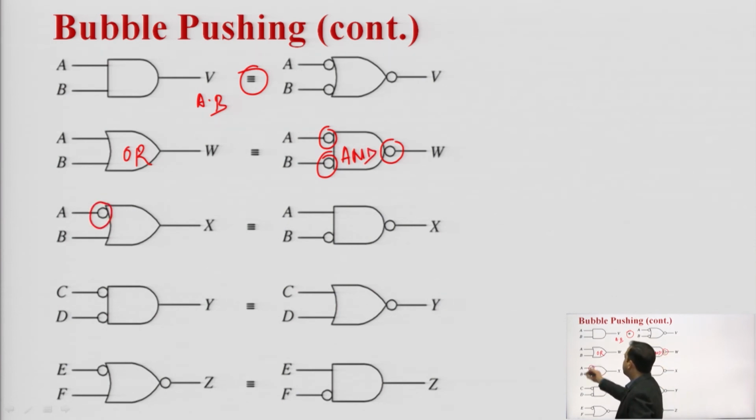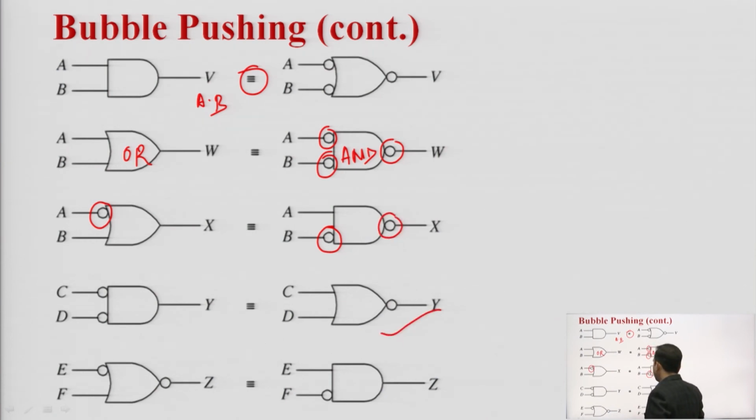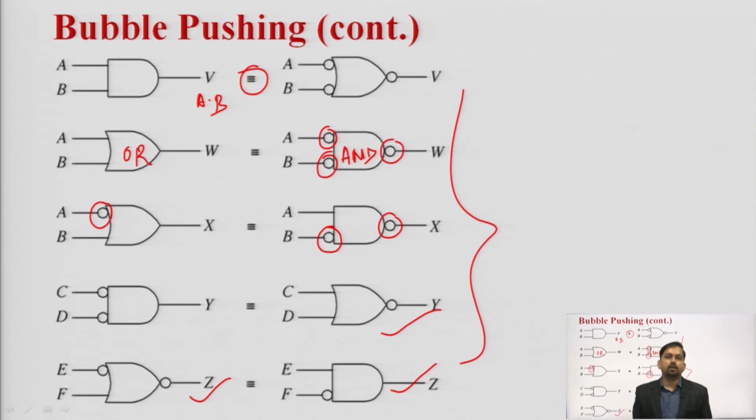Similarly, if we have one inverted input, that is equivalent to one inverted input of AND and the inverted output. Similarly, these two techniques are also available to us. So these are very helpful if we want to implement a function using NAND or NOR gates.